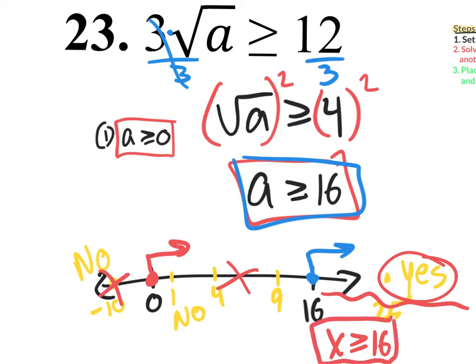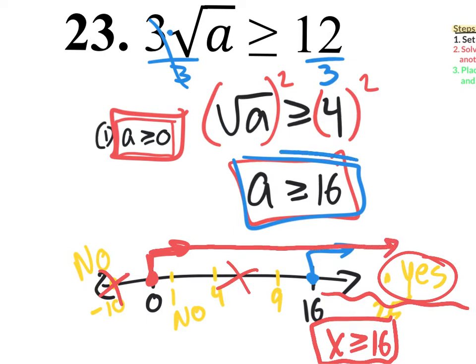Now, step 3 does say either test your answers or visually conclude where your answers are at. And the answers are the overlap piece. So we know that this inequality a is greater than or equal to 0. It's going this way, and it goes this way forever. Okay? And we know that a is greater than or equal to 16. It's right here, and it goes to the right, and it goes forever.